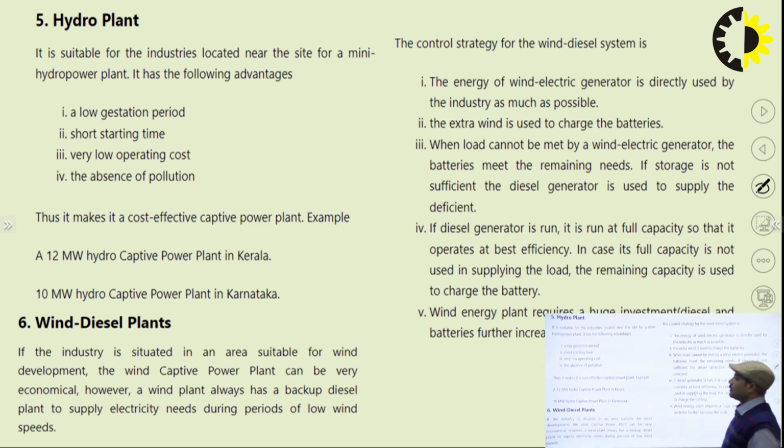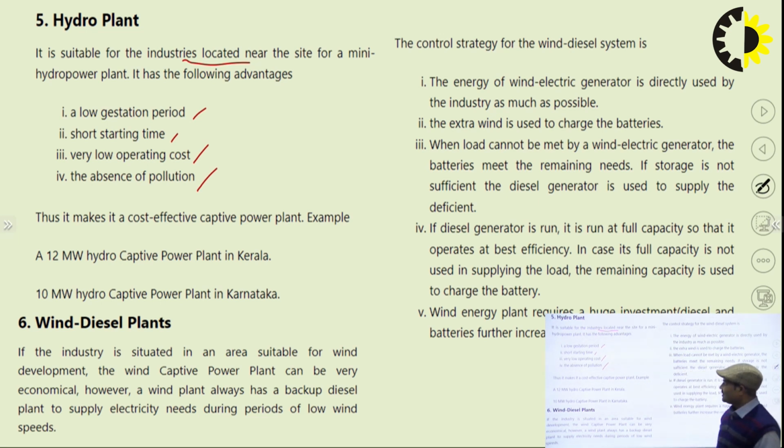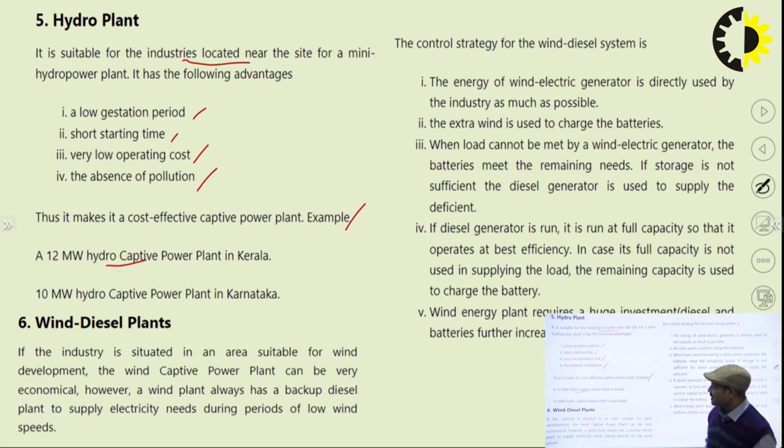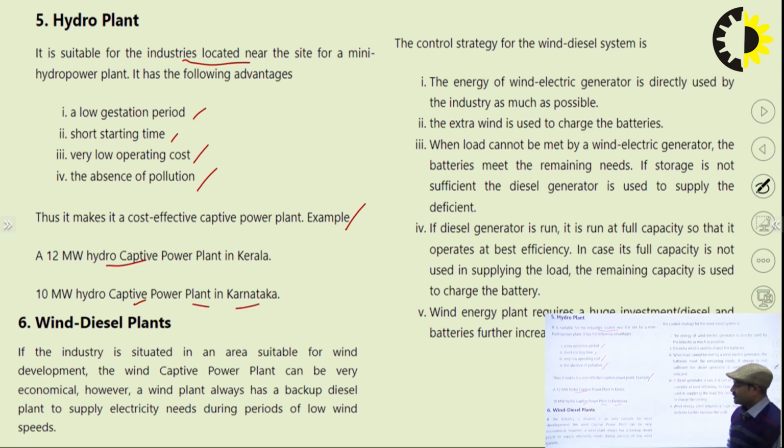Let us see the hydropower plant. It is suitable for an industry located near the site of a mini hydropower plant. It has a low gestation period, short starting time, very low operating cost, and absence of pollution. Thus it makes a cost effective captive power plant. Examples are a 12 megawatt hydro captive power plant in Kerala and a 10 megawatt hydropower plant in Karnataka.